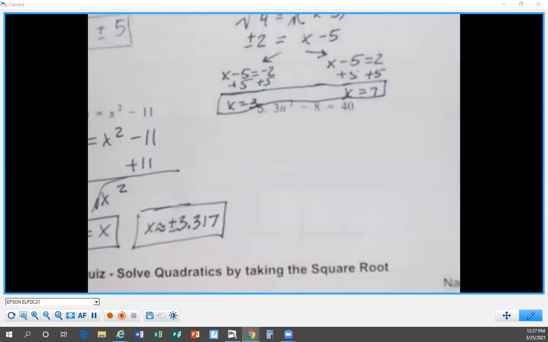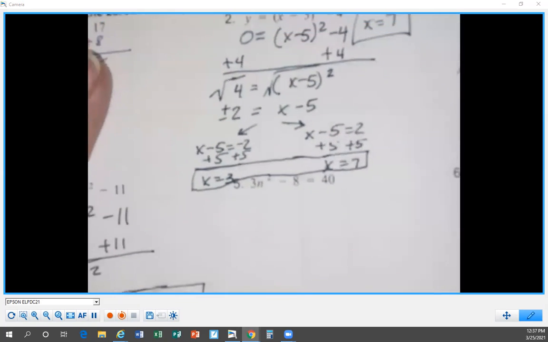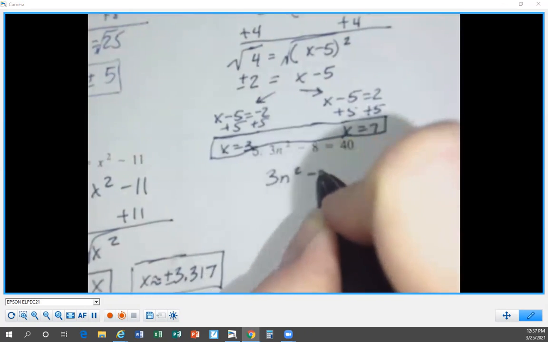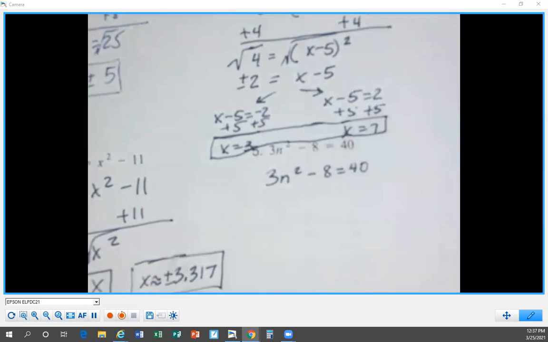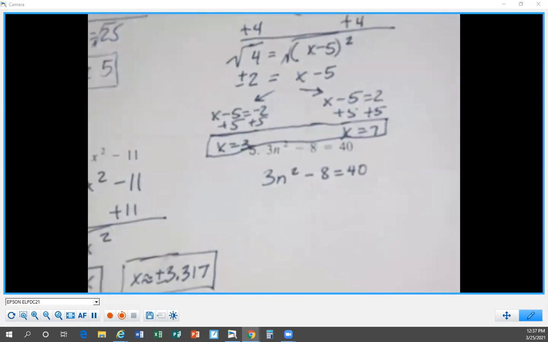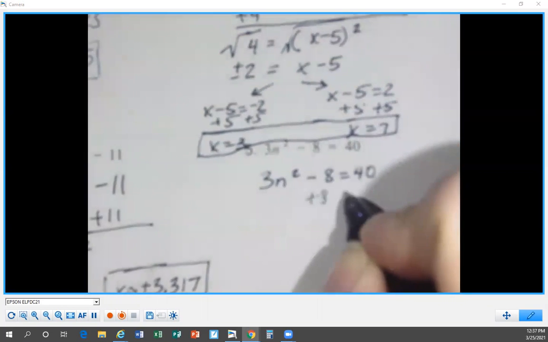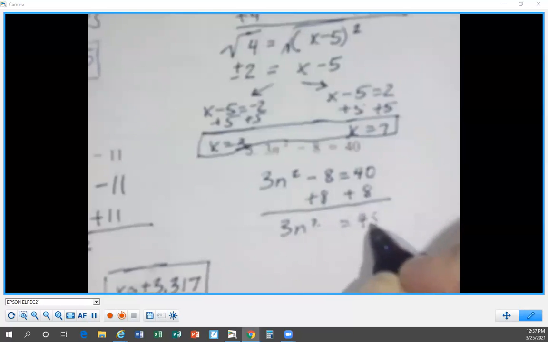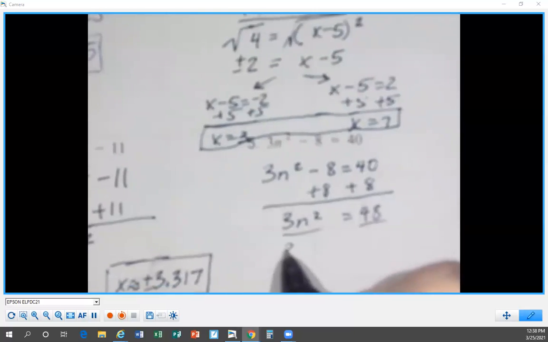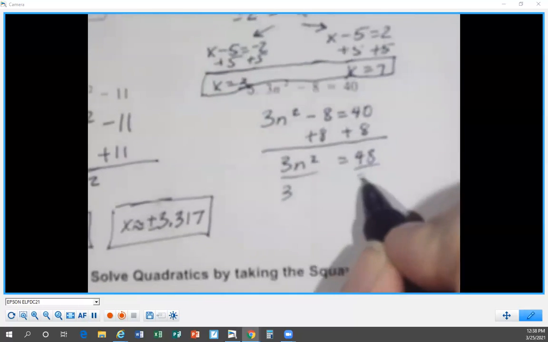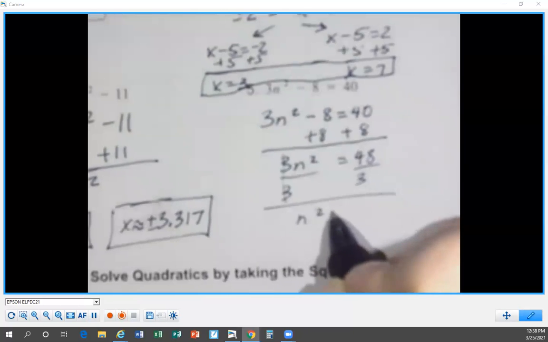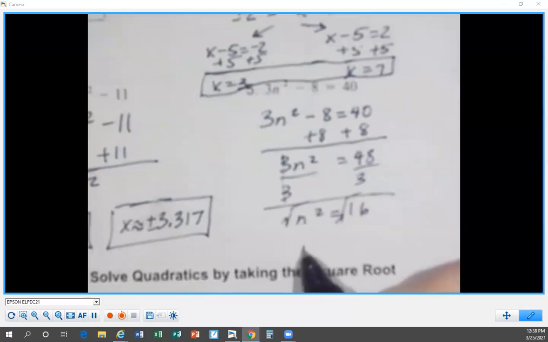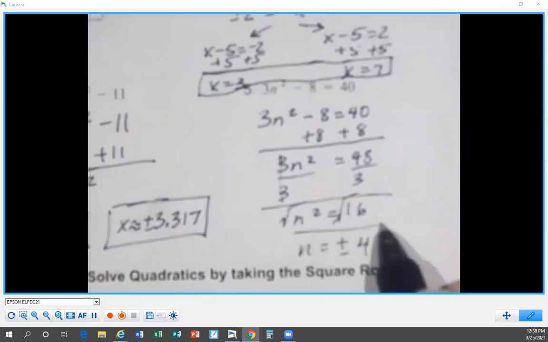Okay, number 5, and just going to zoom in a little on there because I have some writing crowding it. I'm going to rewrite this equation. It's 3n squared minus 8 equals 40, and we will use our order of operations in reverse. So we will add 8 to each side. This will give us 3n squared equals 48. Then we will divide each side by 3. This will give us n squared equals 16. And then we will take the square root of each side, which will give us n is equal to plus or minus 4.